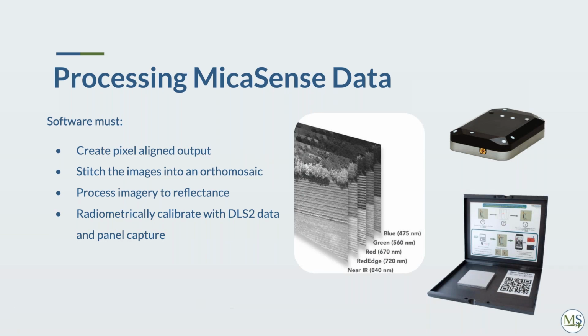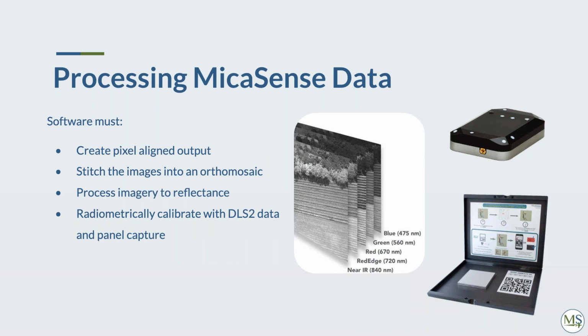So some of the considerations for processing our multispectral data, these are the main things that we go through and work with software partners like SimActive to make sure are in place to utilize the data to the best extent. So first of all, we've got between 5 to 10 different imagers. They're all in slightly different locations. So there does need to be a band registration so you can get pixel aligned outputs. Then, of course, you need to be able to stitch the imagery into an orthomosaic map.